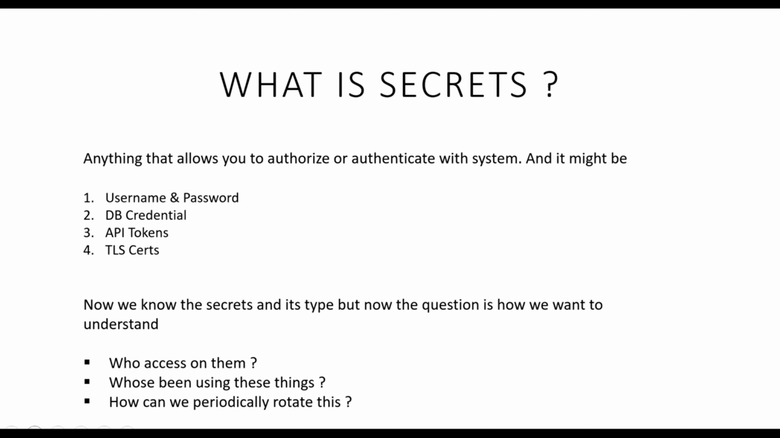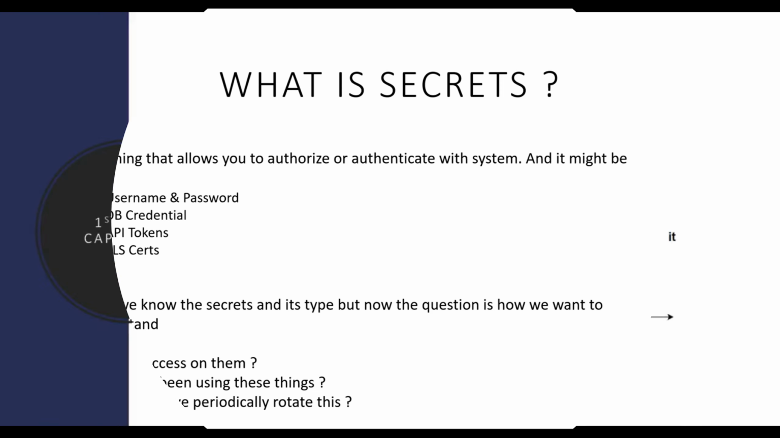So let's first focus on what a secret is. Anything that allows you to authorize or authenticate with the system is called a secret, and it might be a username and password, database credentials, API tokens and TLS certificates. Now we have a very crystal clear idea about secrets. But now the question is how we want to manage them. Definitely there are some sets of secrets, database credentials, API tokens, but who has access to them, who has been using these things, and how can we periodically rotate them? We are going to understand all these things in my next slide, which also gives us the capabilities of Vault. It means that now we are going to understand why we should use Vault on the basis of all these parameters.